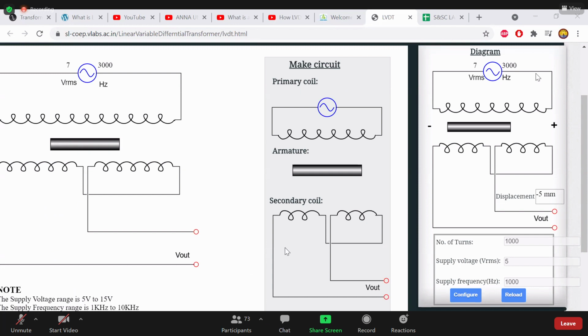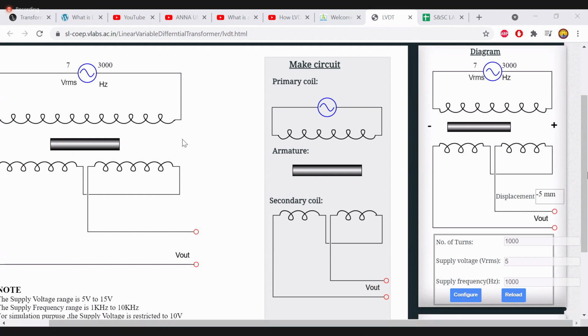Explain about primary coil. Yes, sir. Explain about primary coil. Where do you have that? Primary coil, what do you say? Forming the part of electrical circuit.